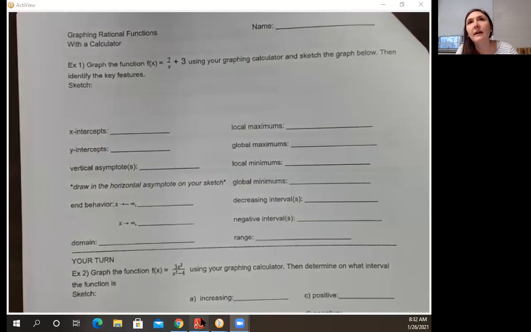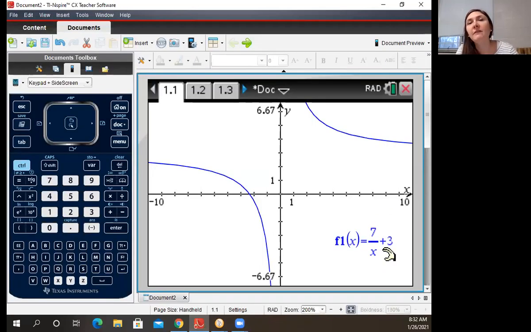So I'm going to pull up that calculator screen. Here's my function, here's my graph. I can see I have an asymptote right here, a vertical asymptote. I can also see a horizontal asymptote splitting my graph this way. So I can see a couple key features already. I can see I've got an x-intercept over here.